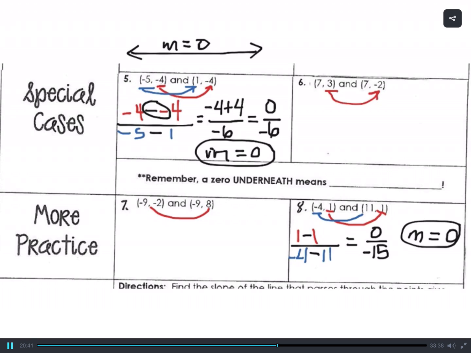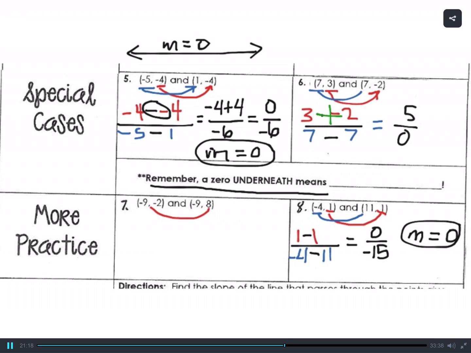So I'm going to do my y values just the same, 3 and negative 2, and subtract those. And then my x values, 7 minus 7. 3 minus negative 2 should equal positive 5. 7 minus 7 is 0. And then 5 divided by 0 is, so let's look at this note right here. Remember that a 0 underneath means undefined.